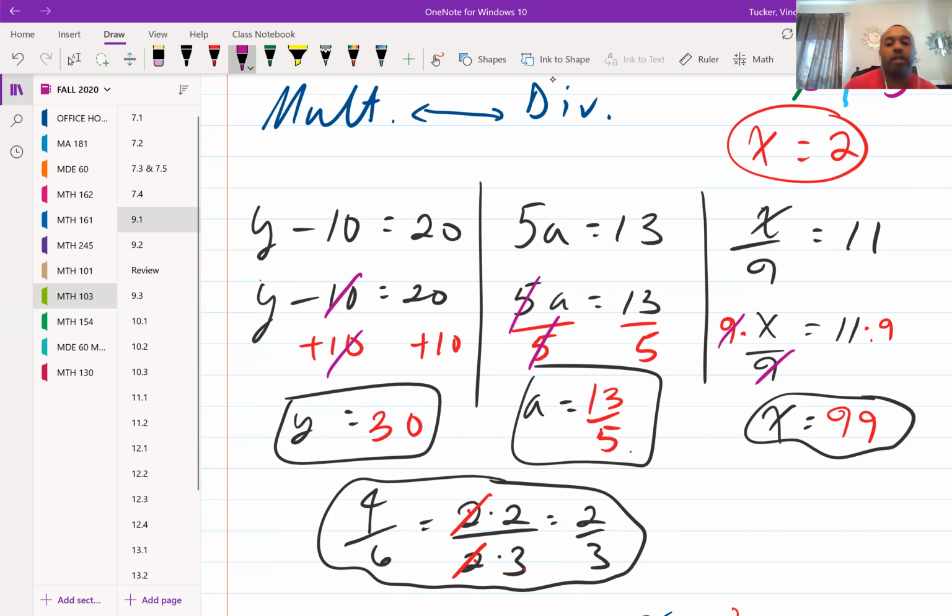Before we add a little more to it, any questions on what we've done up to this point?